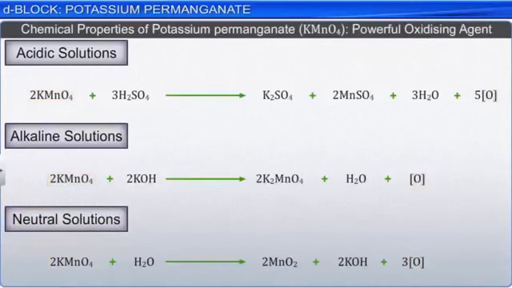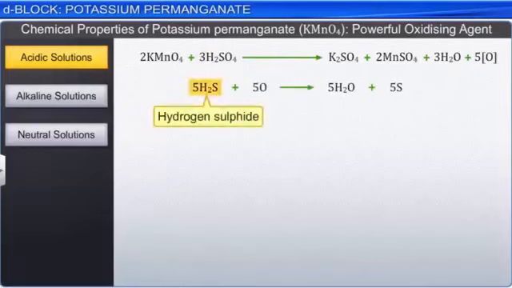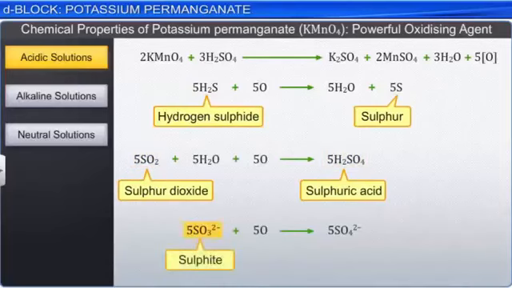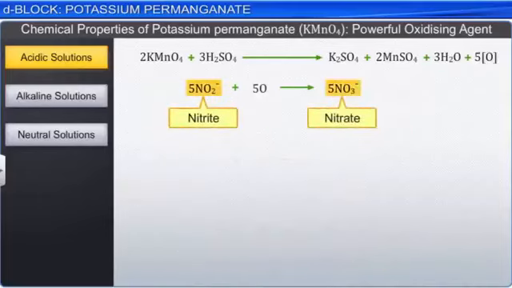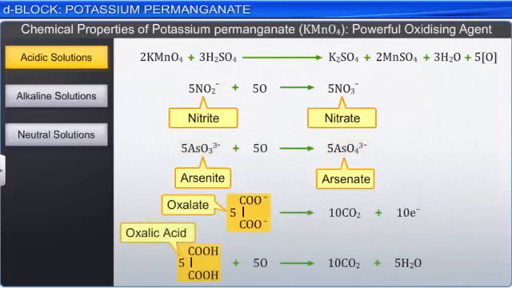In an acidic medium, it oxidizes sulfides or hydrogen sulfide to sulfur, sulfur dioxide to sulfuric acid, sulfides to sulfates, nitrides to nitrates, arsenides to arsenates, oxalates or oxalic acid to carbon dioxide, ferrous salts to ferric salts, iodides to iodine, and hydrogen peroxide to water and oxygen.